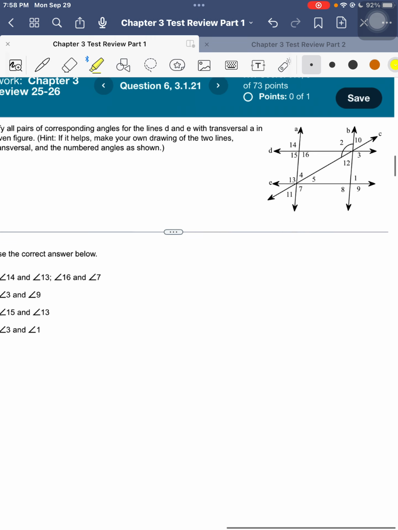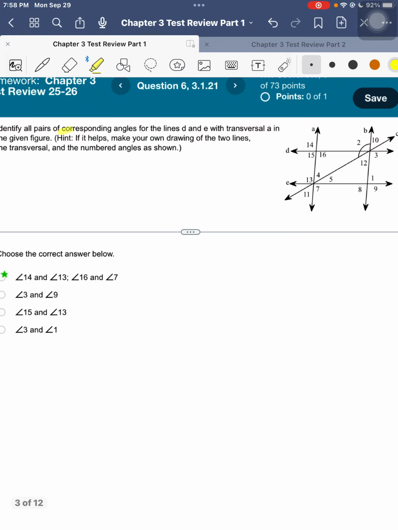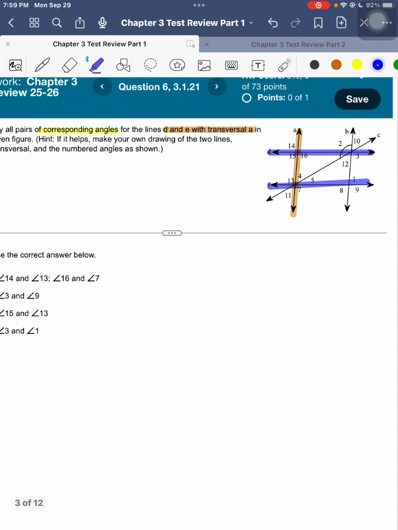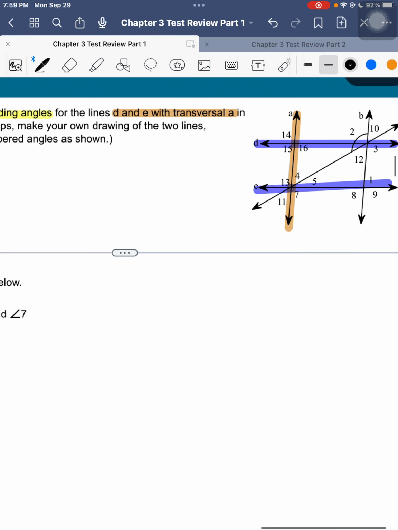Okay, now with this question, this is very important. This first sentence right here: identify all pairs of corresponding angles for lines D and E with transversal A. That means that this transversal A is the one I really care about. This transversal A is going to have all the corresponding angles that this question is talking about. And now, if A is my transversal, what are my transverse lines? D and E. These other lines, C and B, are useless right now.